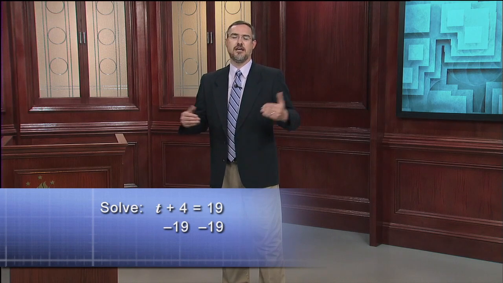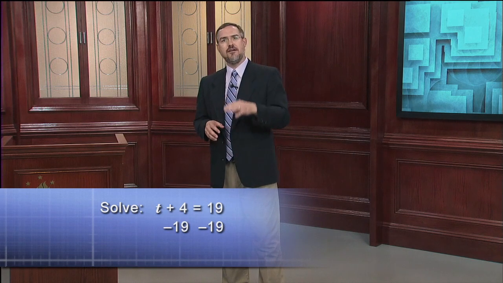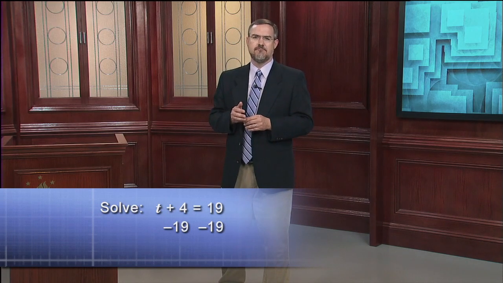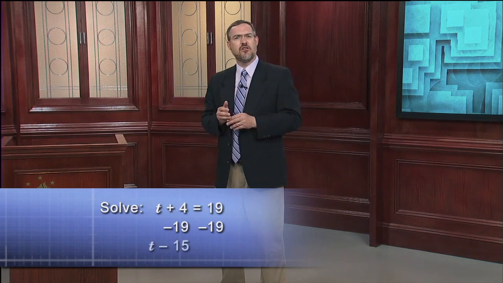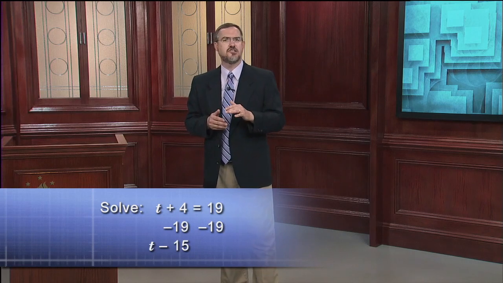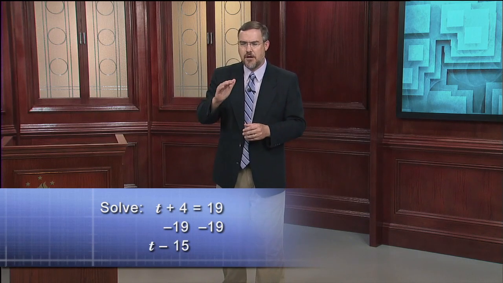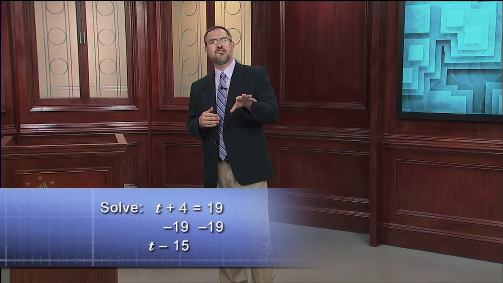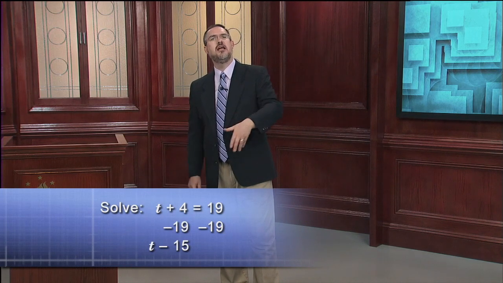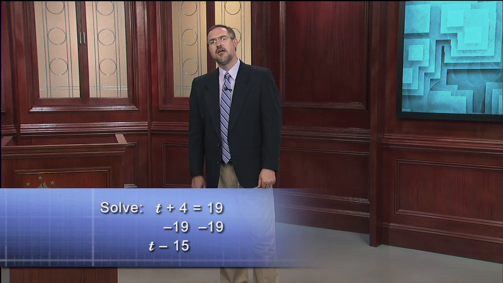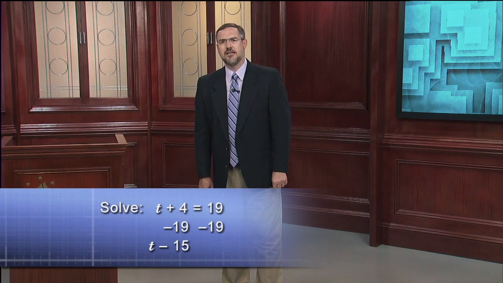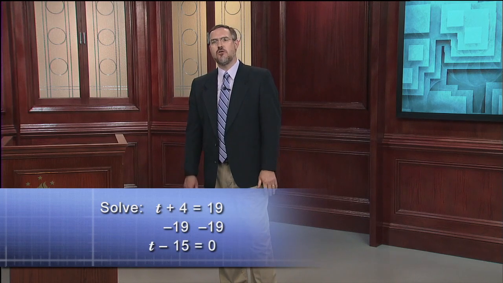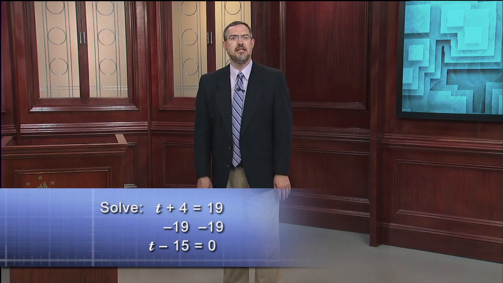Great. What do you get? Well, on the left-hand side, you have t plus 4 minus 19. Well, what is that going to be? That's going to be t minus 15. 4 minus 19 is negative 15. So t plus 4 minus 19 is t minus 15. That's my left-hand side. Now, what do I get on the right-hand side? Well, I get 19 minus 19, which is 0. So my new equation is t minus 15 equals 0.